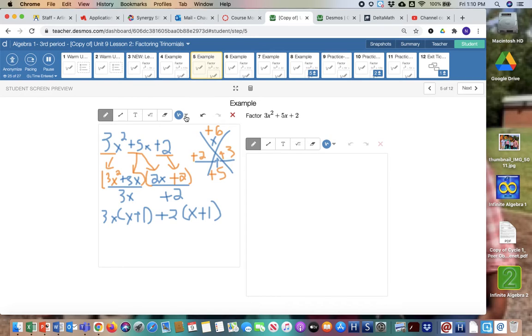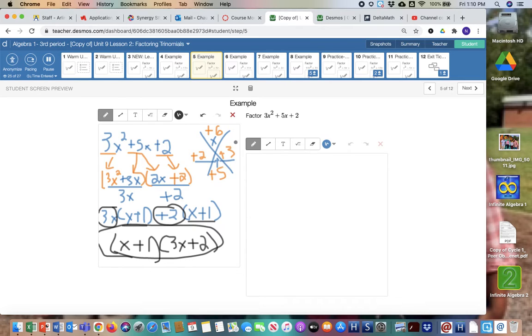Okay. Again, at this point, we know we are correct. How do we know we're right? The two inside terms match. So you write the x plus 1 one time. And then you write the two GCFs as the other factor. And there we go. So it'd be x plus 1 and 3x plus 2. Now this would still be considered a fairly straightforward one because the numbers are small and they're all positive.